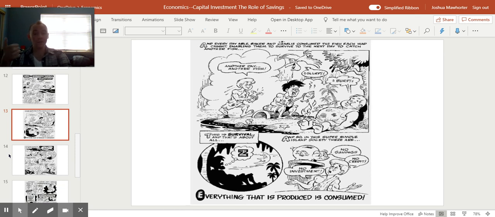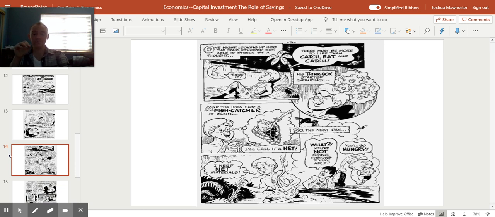So even though our labor, our time, our resources are used to catch those fish, we've produced fish, but then we consume everything that we produce. There's no investment. There's no savings. There's no buildup of credit by doing this. So we're stuck at this poverty level. So he starts to think, and he imagines the concept of a net or a fishing pole. But at this point, it's just an idea. He's expended some thought in coming up with this idea, but nothing's happened yet.